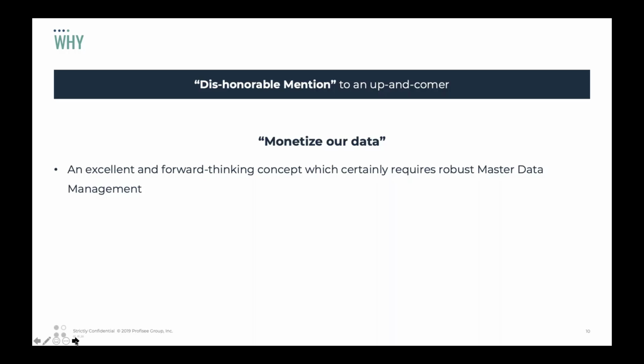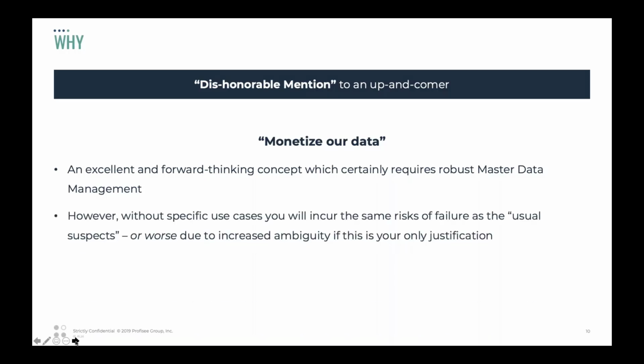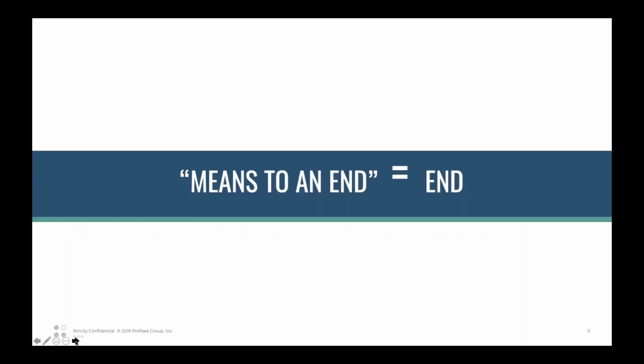So again, great. What's your vision for that? Not your strategy, but your vision. And without specific use cases underneath that concept, you're going to have the same risks of failure, and sometimes it's even worse because people may not know what you mean when you say monetize our data. So you might have to define that term and then talk about specific use cases. But avoid just putting these broad concepts out there and then chasing them. Four out of five times, this level of ambiguity is how these things start out. The key is not to let it persist.